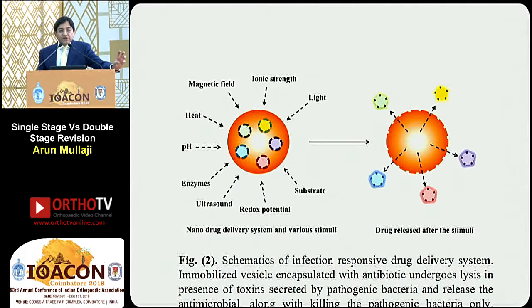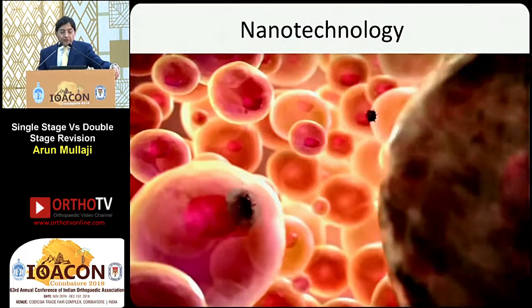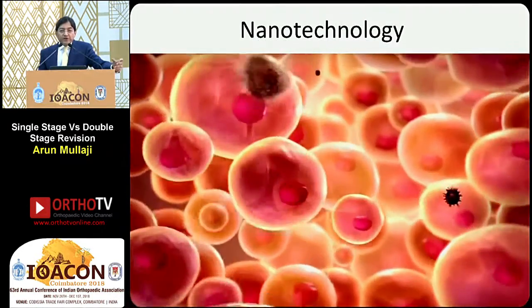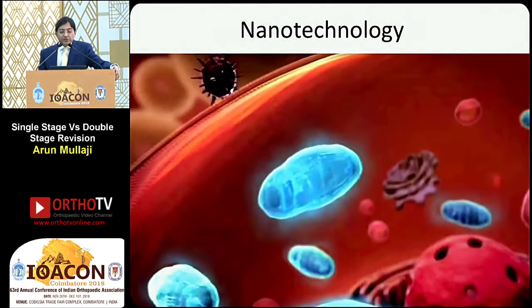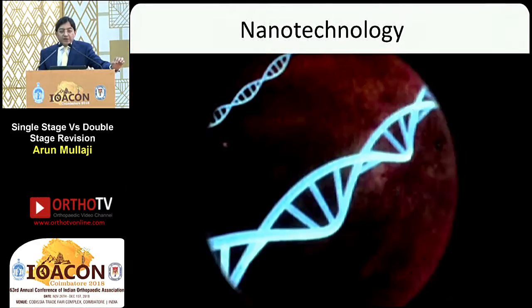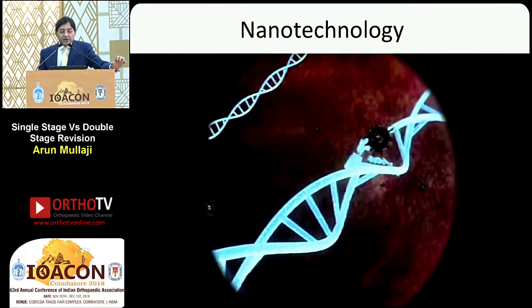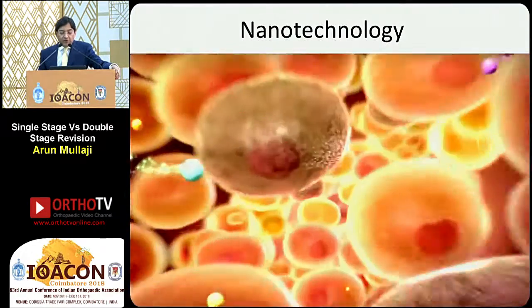So this is an example where you have these nanospheres containing antibiotics. So these, when they are exposed to the toxins of a pathogenic bacteria, will lyse and release the antibiotics, which will go and destroy the bacteria, which are the pathogenic bacteria alone. So that's what you can do. So I suspect that this is going to be really the future, targeting the antibiotics, targeting the bacteria using nanotechnology.